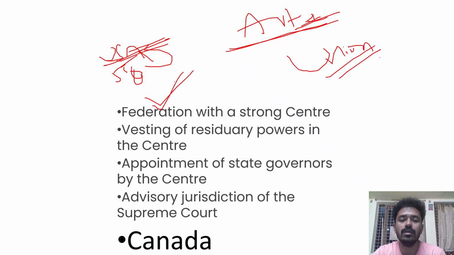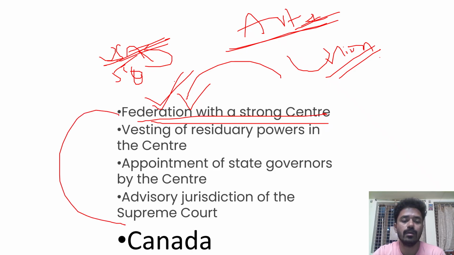But our country has features of federation. That is why they have mentioned this one. The federation with a strong center is taken from the Canadian Constitution. And next one, vesting of the residuary powers.